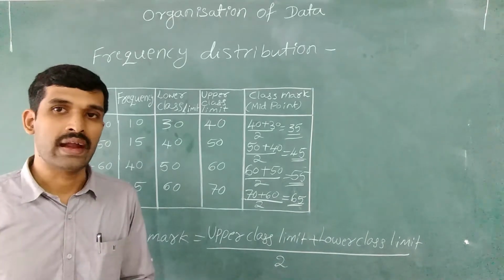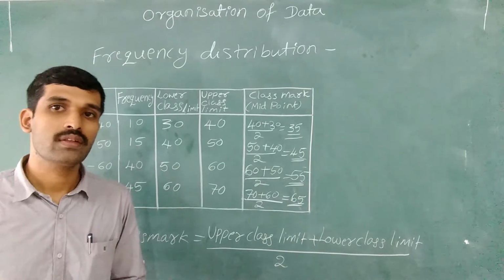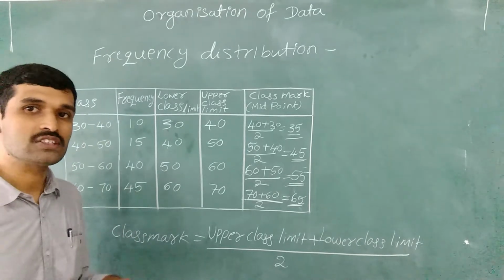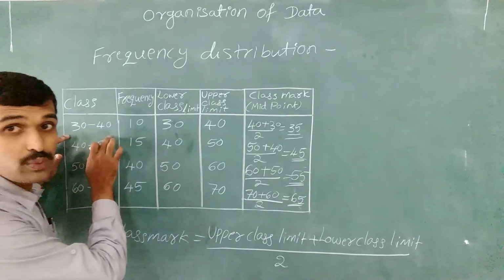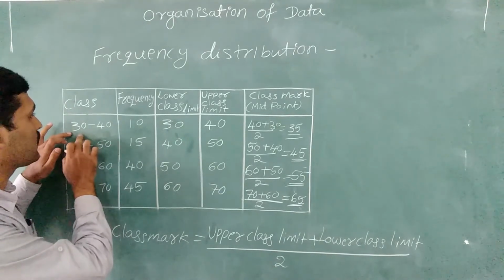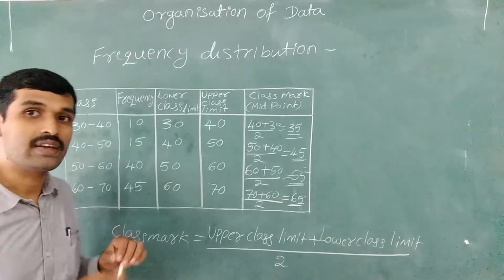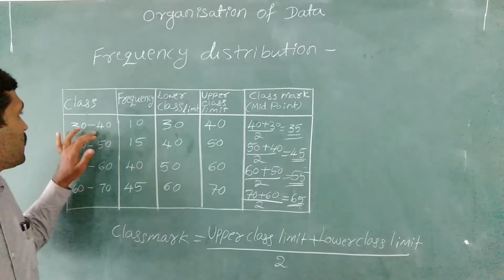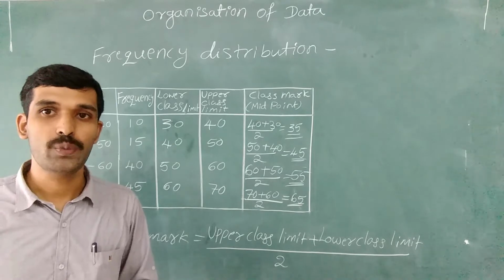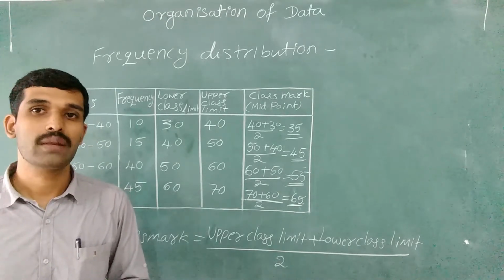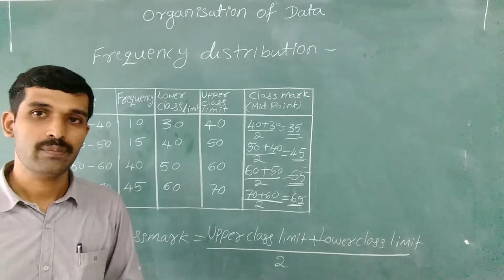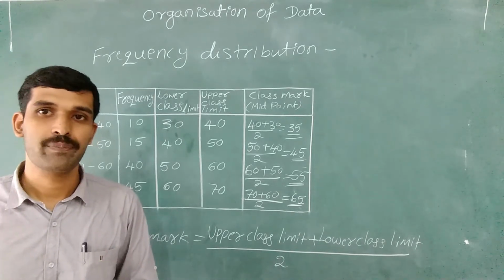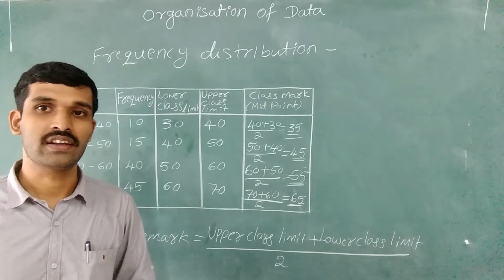And difference between the upper limit and lower limit of the class is called as class width. Here, what is class width here? 30 and 40. In between, the difference is 10. So, class width is 10 here. So, class width refers to difference between upper limit and lower limit of the class. This is also called as size of the class interval.